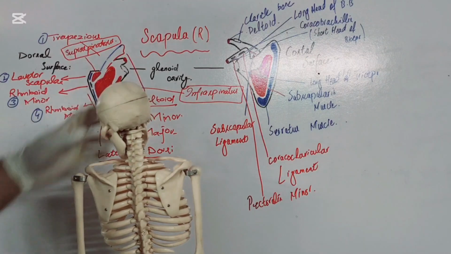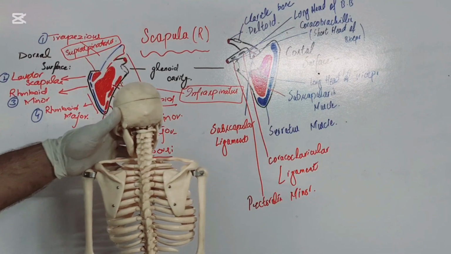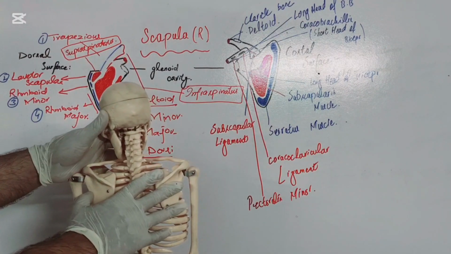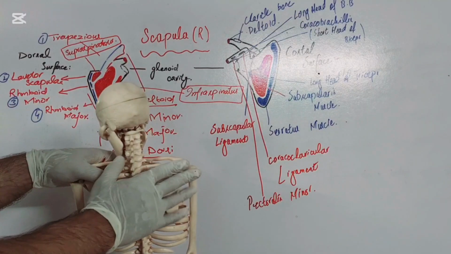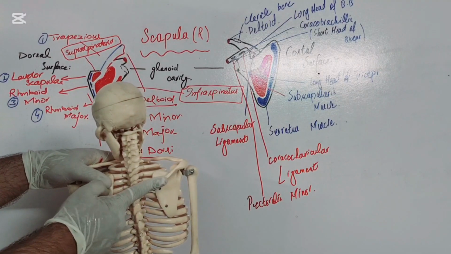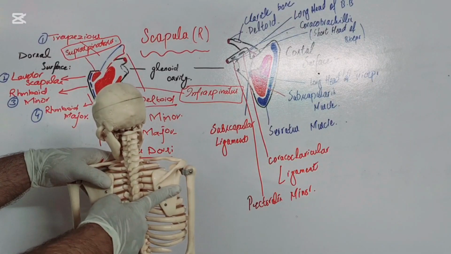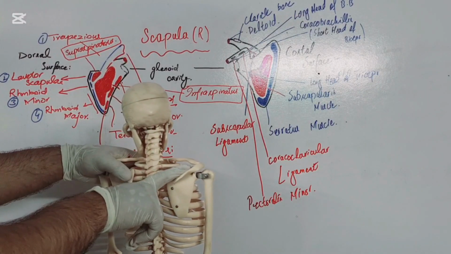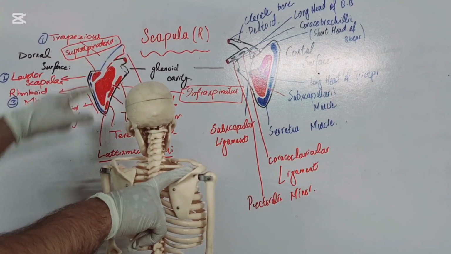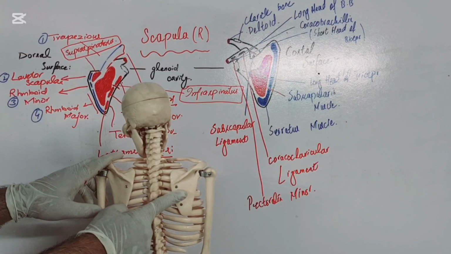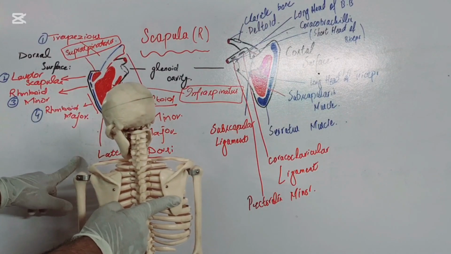Now here we have a skeleton in which we have scapula bone. It's a right-sided scapula, and here is the crest of spine of scapula. Here is supraspinous fossa and infraspinous fossa. In the supraspinous fossa, here we have supraspinatus muscle, and in the infraspinous fossa, we have infraspinatus muscle.